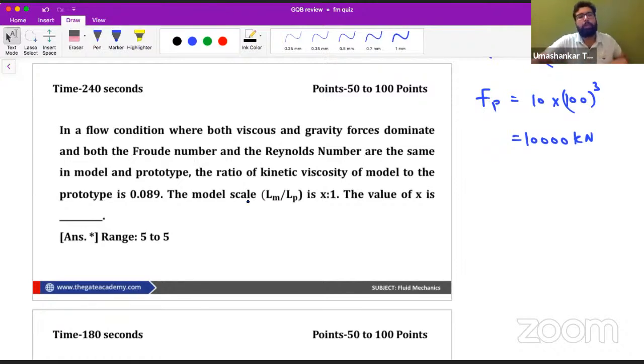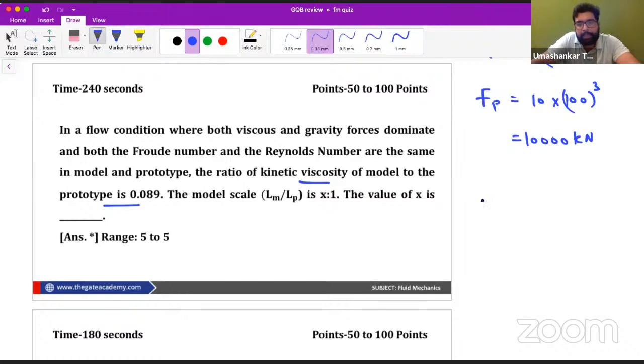Now, in a flow condition where both viscous and gravity forces dominate, and both the Froude number and Reynolds number are the same in model and prototype, the ratio of kinematic viscosity of the model to the prototype is 0.089. The model scale Lm by Lp is x is to 1. The value of x is?